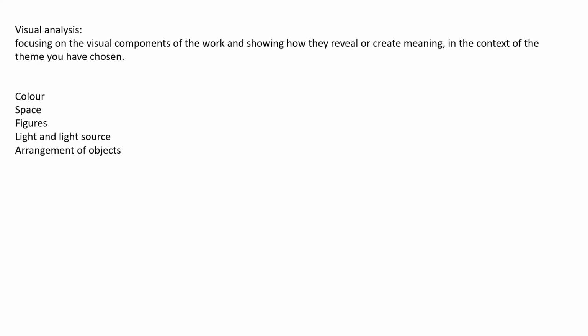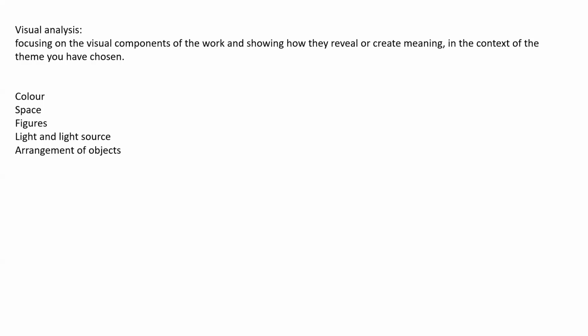Visual components are things like colour and space. I'll talk about these less abstractly when I'm showing you an actual painting, but colour, the way space is created and depicted, the figures themselves, what they look like, how they are created, anatomy and things like that, the light in the painting and where the light source is, where the light's coming from, and how that affects what we see in the painting, and the arrangement of objects, which sounds a bit odd on its own, but again will become clearer when we look at the painting itself. So it's things like that.